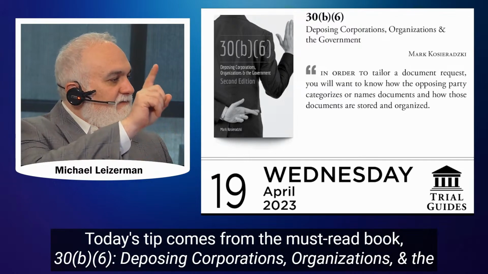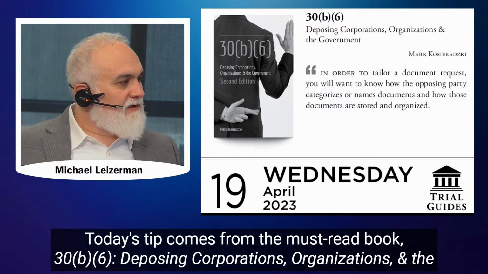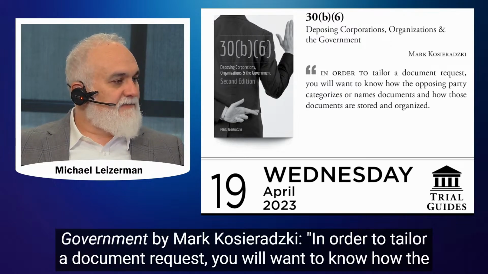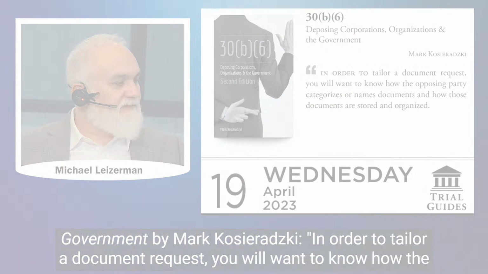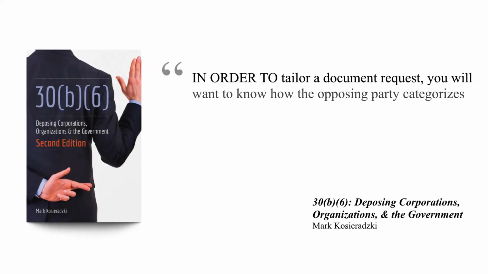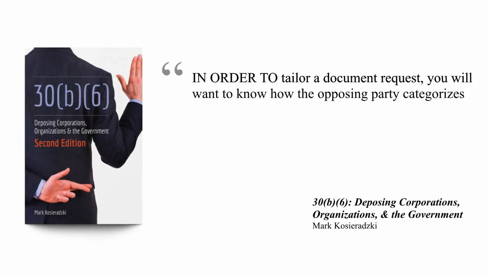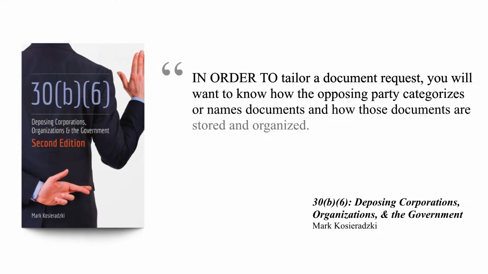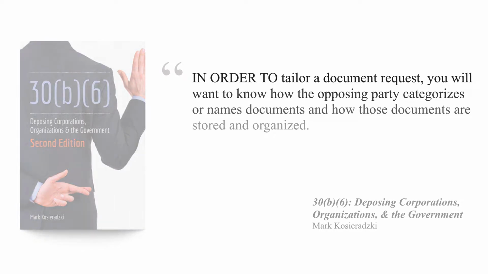Today's tip comes from the must-read book, 30b-6, Deposing Corporations, Organizations, and the Government by Mark Kosieradzki. In order to tailor a document request, you will want to know how the opposing party categorizes or names documents and how those documents are stored and organized.